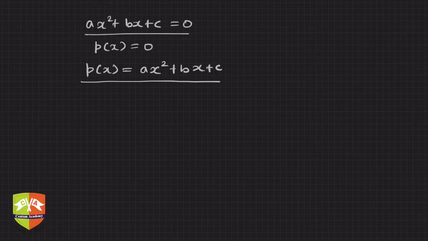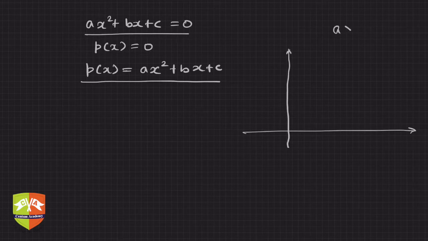Now we know that any polynomial for that matter can be visualized on graph paper. So if you really plot a graph of this equation, and I am assuming that a is greater than 0. Why am I assuming this? Because it has some relevance in the nature of the graph itself. So if a is greater than 0, the graph opens towards the positive y-axis, and if a is less than 0, then it opens towards the negative y-axis.